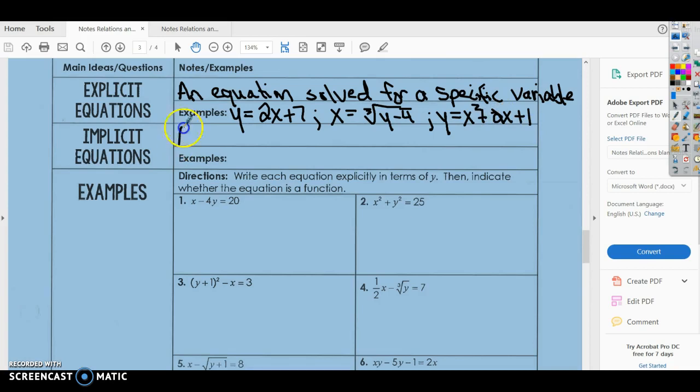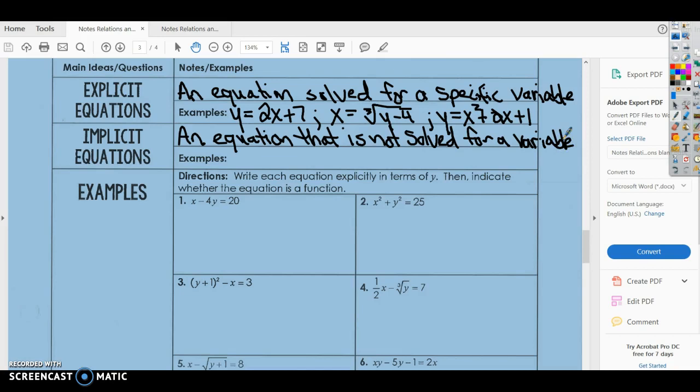An implicit equation is an equation that is not solved for a specific variable. So an equation that is not solved for a variable.